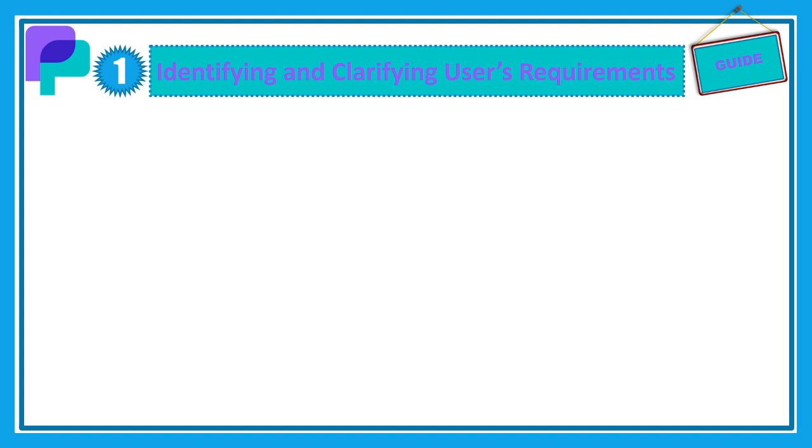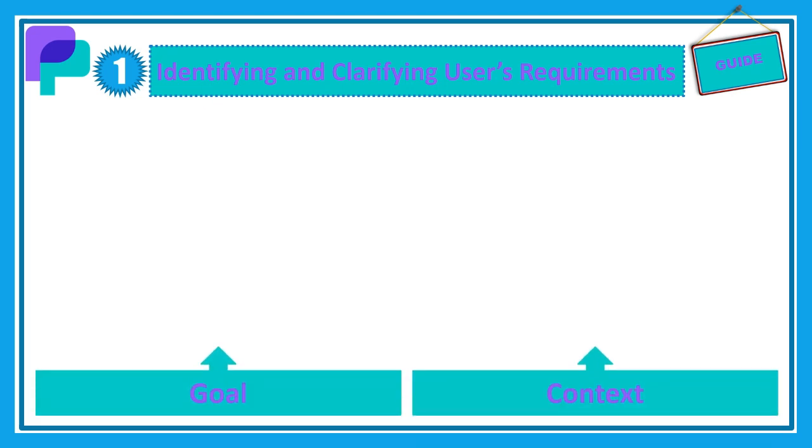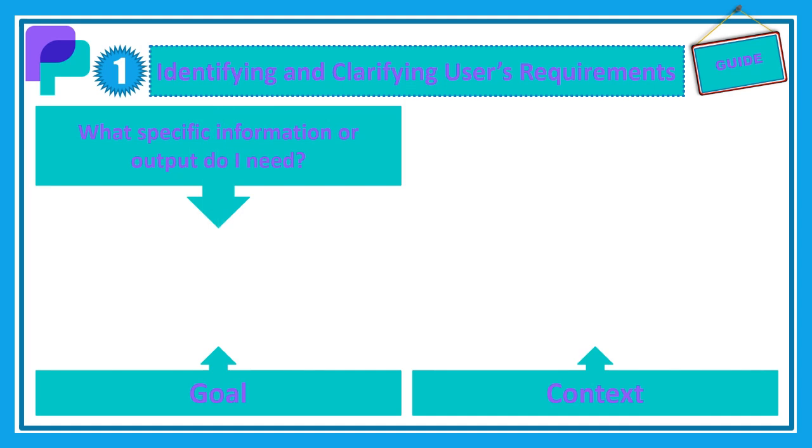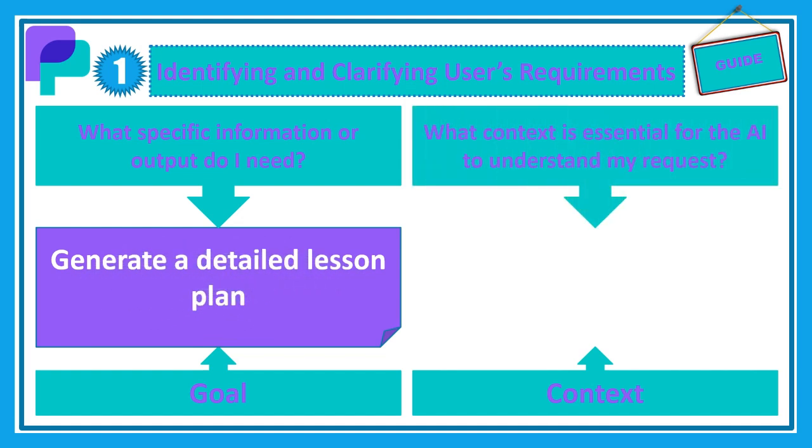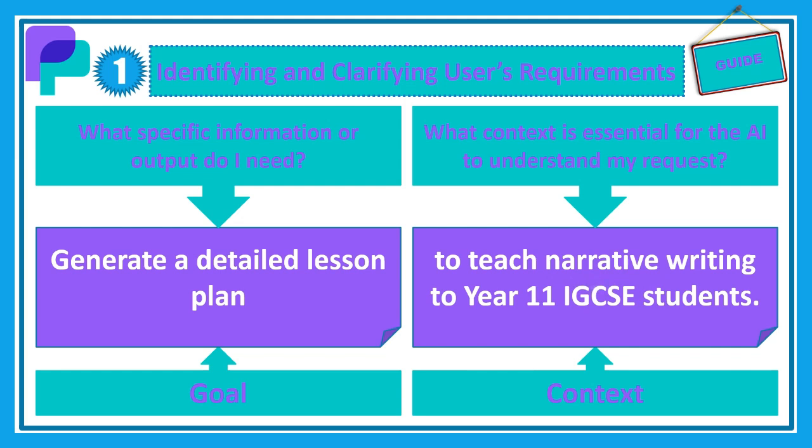Step 1. Identifying and clarifying users' requirements. Begin by understanding the goal and context of the prompt. Ask yourself, what specific information or output do I need? For example, generate a detailed lesson plan. What context is essential for the AI to understand my request? For example, to teach narrative writing to Year 11 IGCSE students.